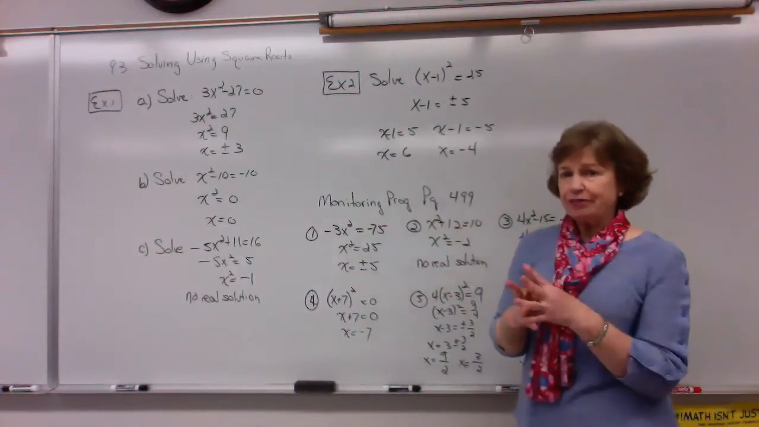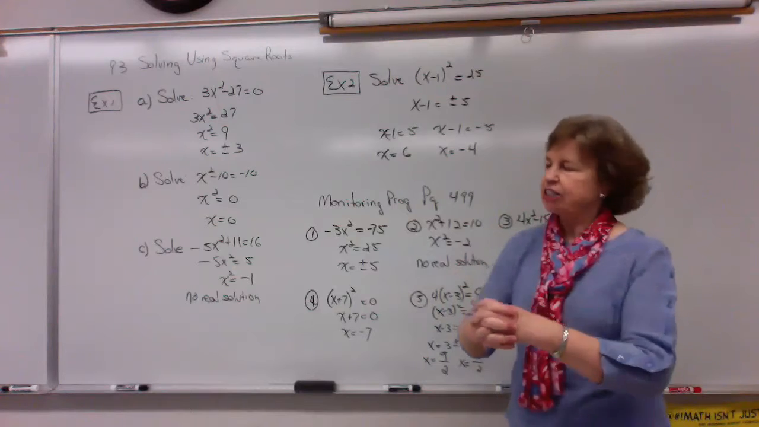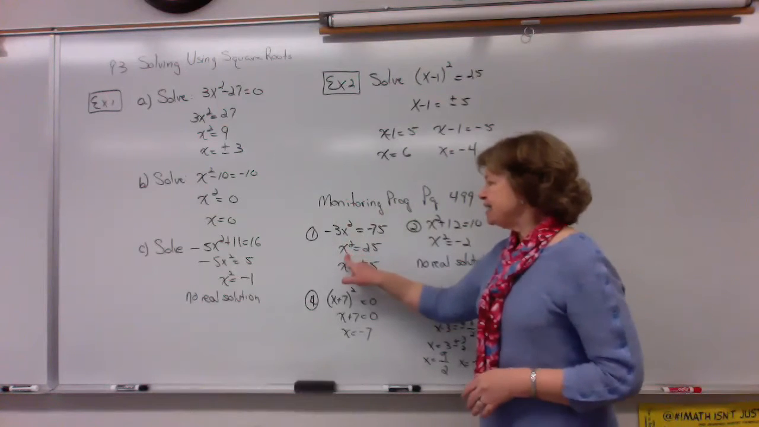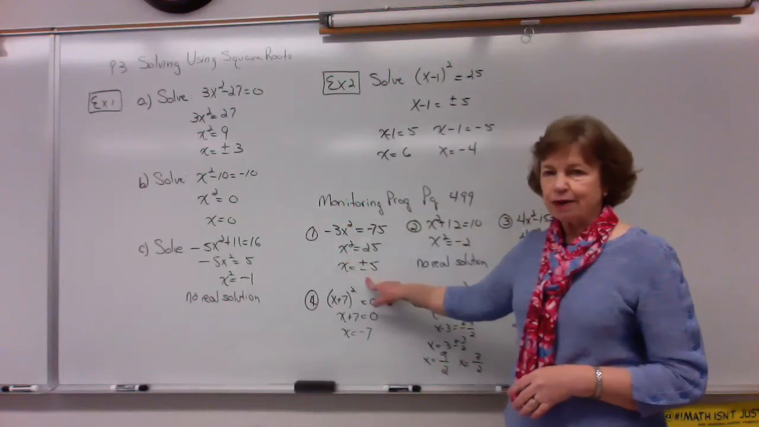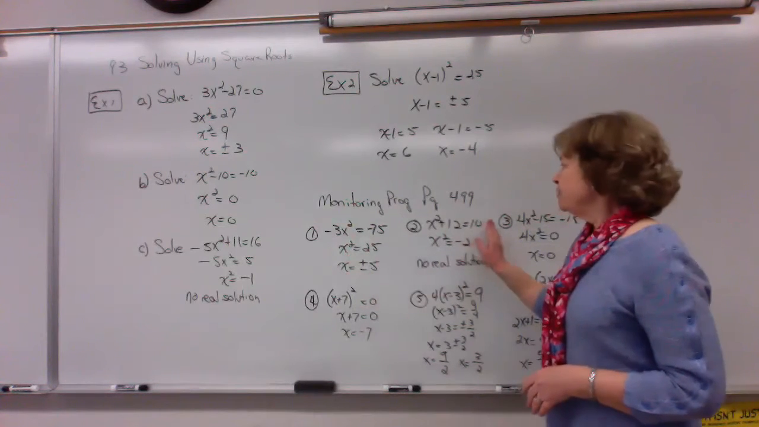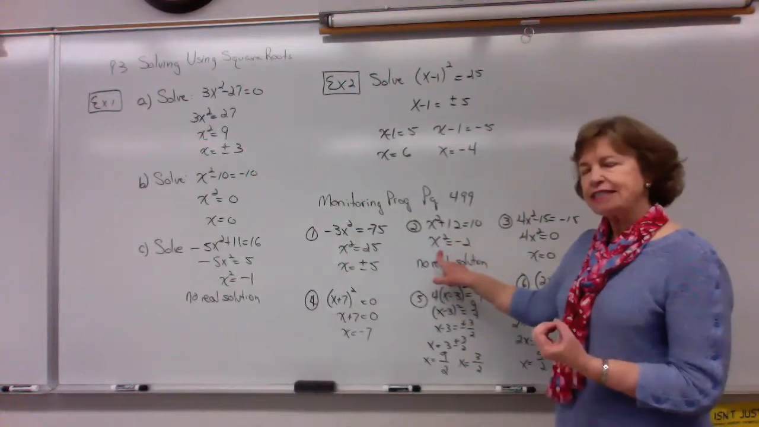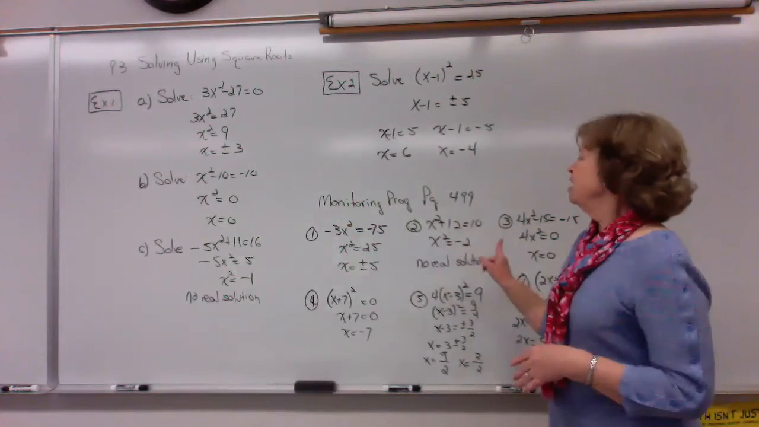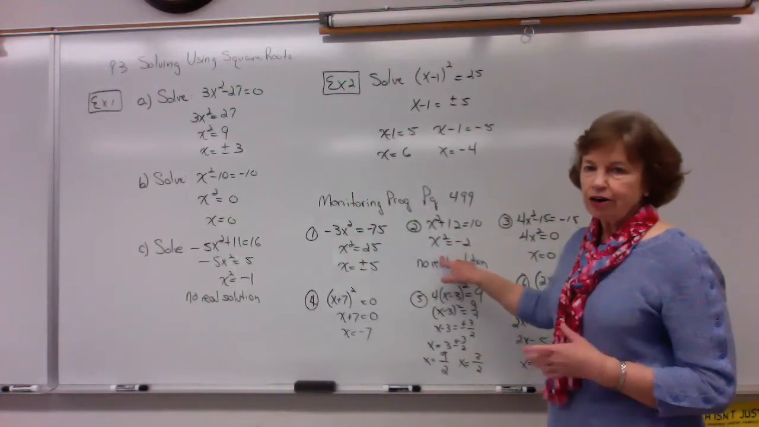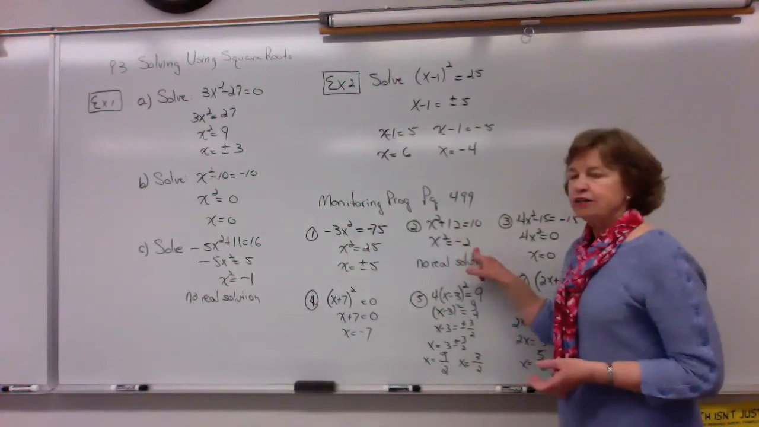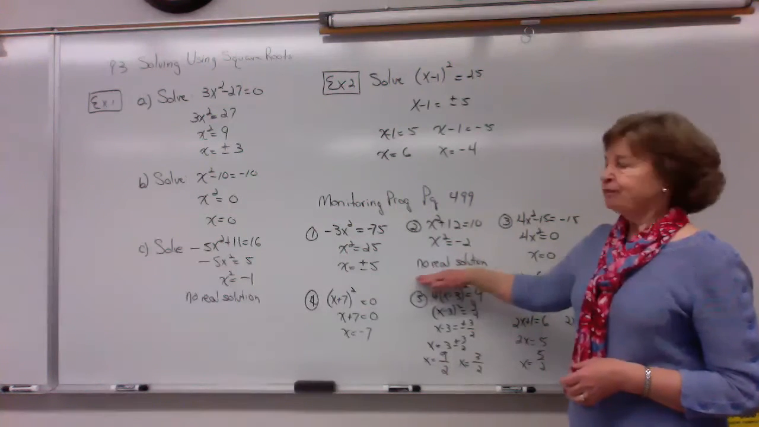Look at monitoring progress. This is sort of in the middle of page 499. You could pause here and do it, check your answers. But again, I'm isolating, finding out that x squared was 25 for the first one. So x was plus or minus 5 when we solved that. If I'm looking at the second one, again, you're isolating that x squared term and just put it on one side, everything else on the other side. When you do that, x squared is negative 2. Anytime I'm trying to take the square root of a negative number, I know that doesn't work, and so no real solution.